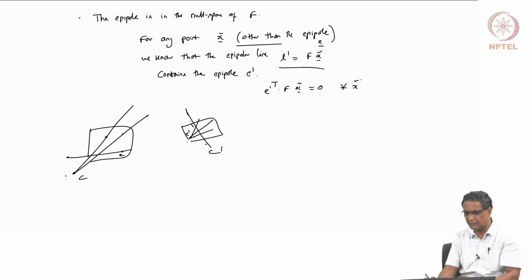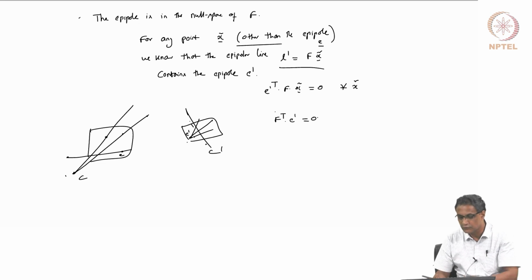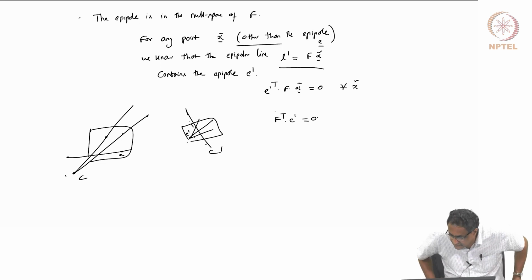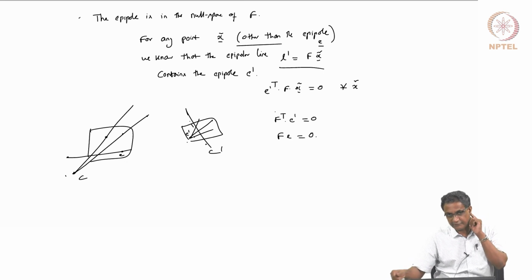And if something like that happens, what does that mean? That basically means that E dash transpose F should be 0, or in other words, you can write this as F transpose E dash is equal to 0. So which basically means that E dash is in the null space of F transpose. Similarly, if you operate the other way, you can show that F E is equal to 0, or E is in the null space of F.